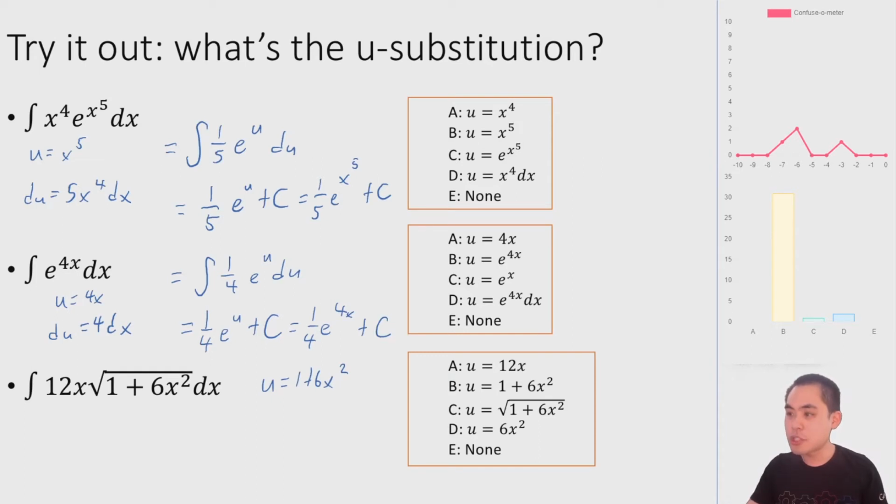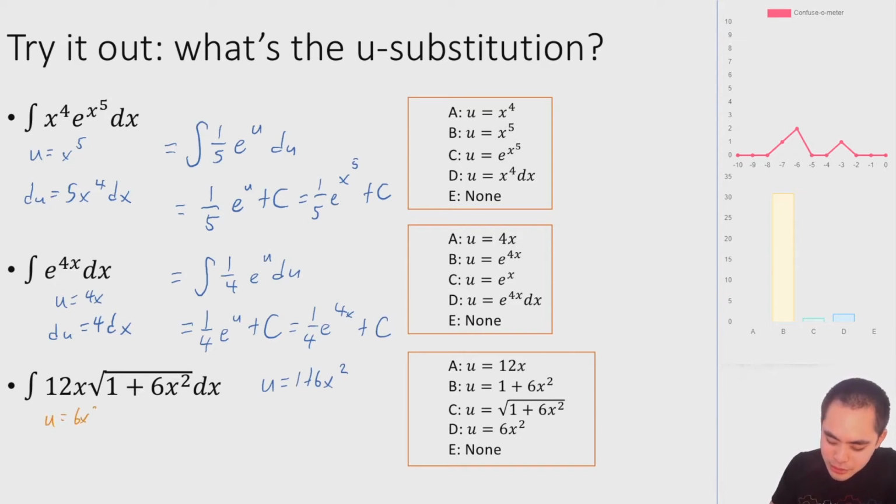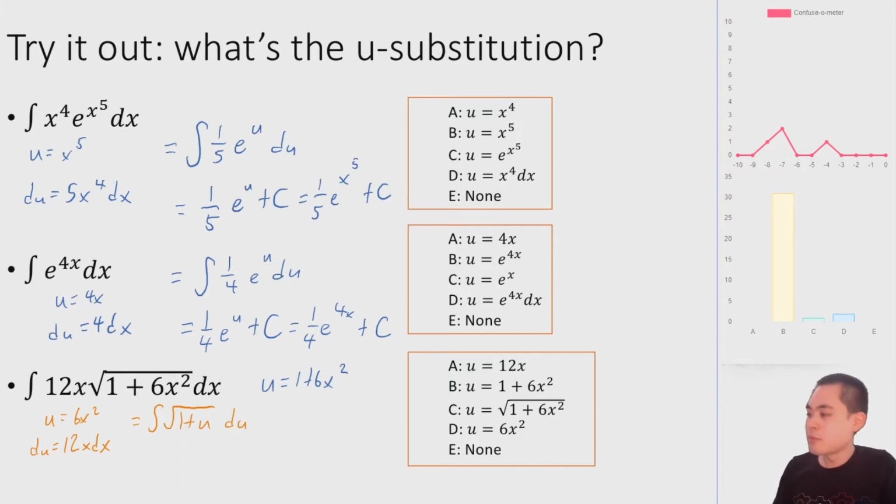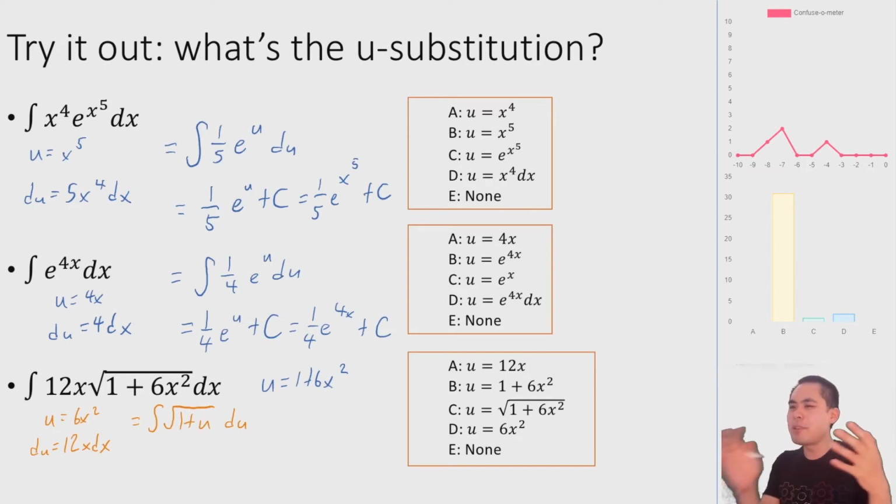So let's suppose that we tried, looks like the second most popular answer here is D, u is equal to 6x squared. And let's see what happens. Well, then du is going to be equal to 12x dx. And so this thing is going to be equal to the integral of the square root of 1 plus u du. Okay? So the question you should be asking yourself after doing u substitution is: is this simpler? And the answer is yes, this is simpler. It's maybe not quite as simple as you want yet, but it is simpler.